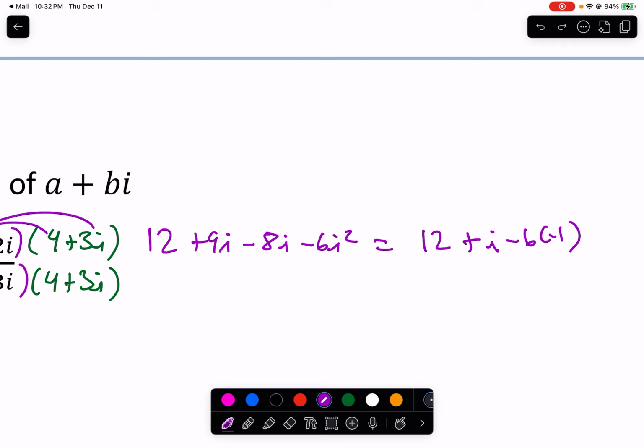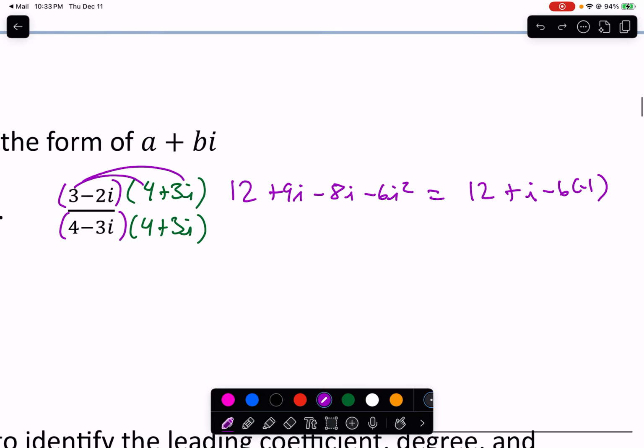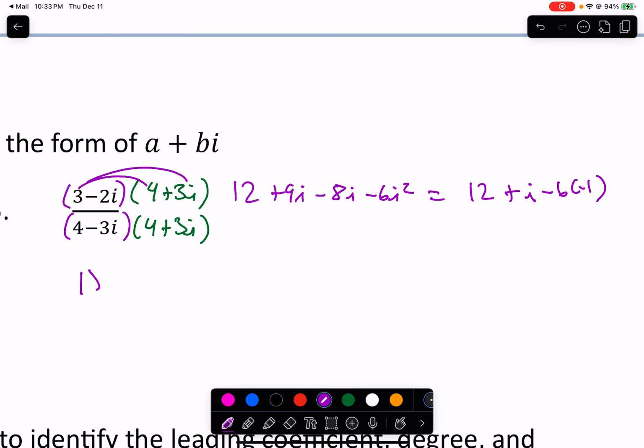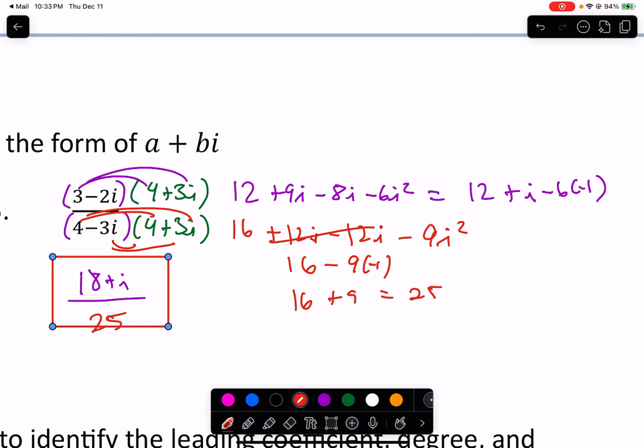And then my negative 6i squared, my i squared gets replaced with a negative 1. So this ends up becoming a plus 6. So I get 12 plus 6, which is going to give me 18 plus i on top. And then on the bottom here, I get 16 plus 12i minus 12i minus 9i squared. These cancel, and I end up with 16 minus 9 times negative 1, which is 16 plus 9, which gives me 25. So this would be my answer there.